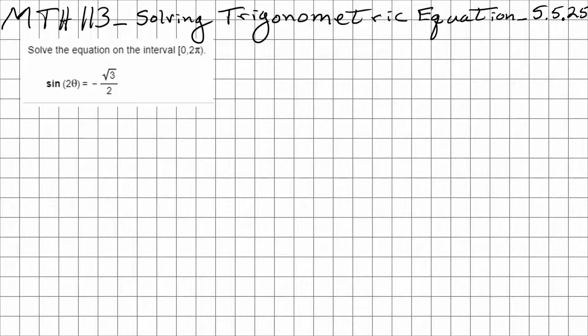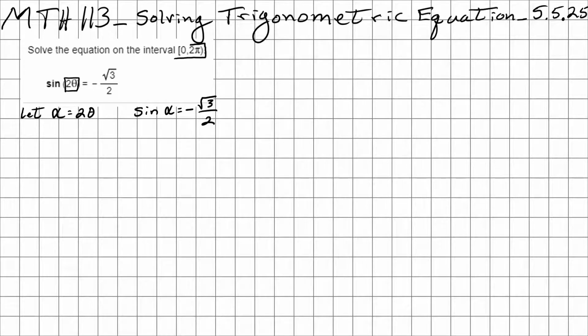First off, we want to use a substitution. We're going to take this 2 theta and let alpha be equal to 2 theta. Which means that I can now rewrite my equation as the sine of alpha is equal to negative square root of 3 over 2.